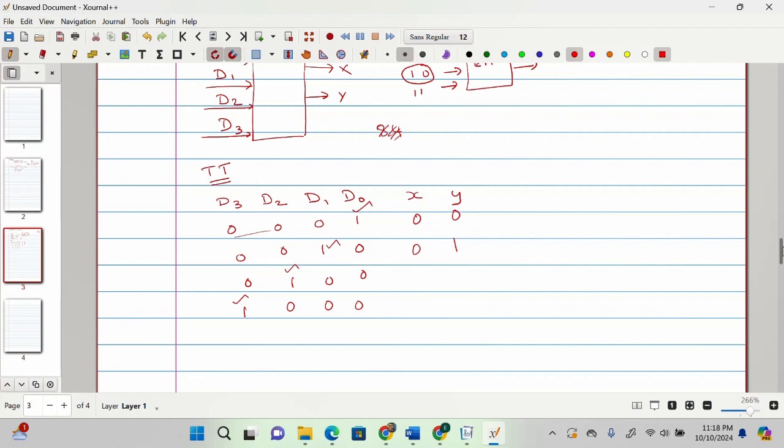1 means 4, 2, 1. So 1 means 1 will go into enable. This value is 2. So this is the digital format. Then this value is 3. That means 4, 2 and 1.